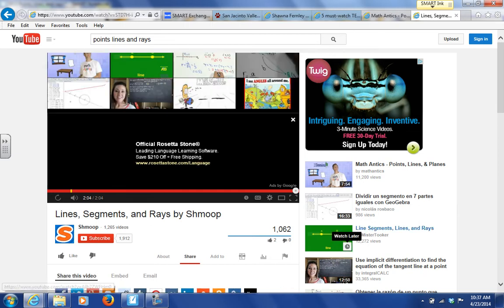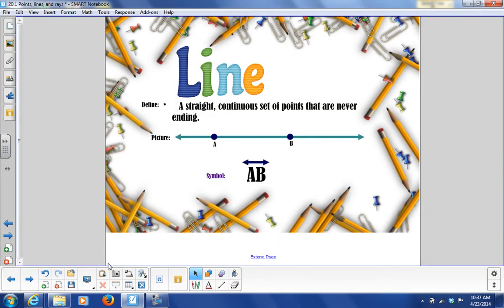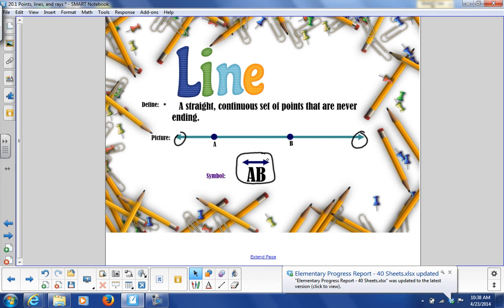Alright, that was a cute little video. Alright, so as they were saying, the definition of a line is a straight continuous set of points that are never ending. Okay, that's why you have these little arrows at the end. They continue to go to the left, they continue to go to the right. And how you would see that written in geometry is just like this. It'd be AB with two arrows going in each way.